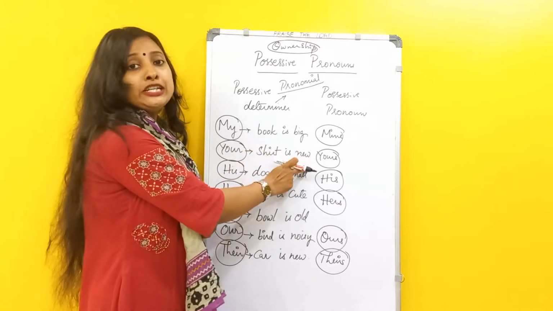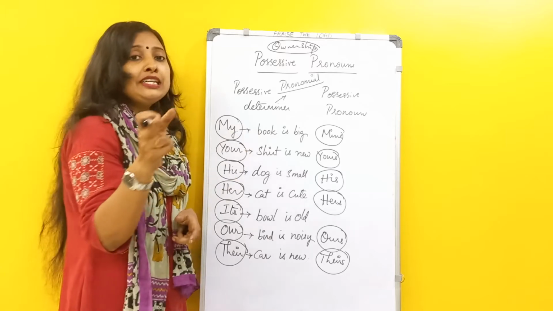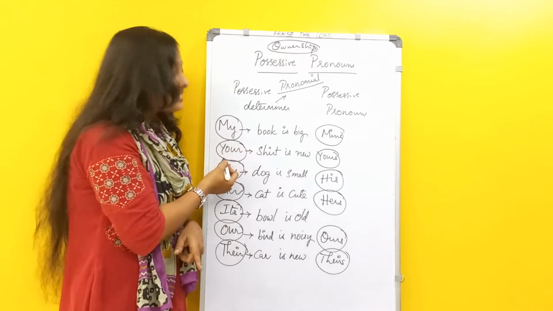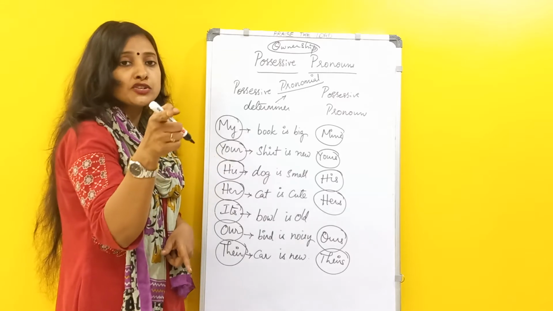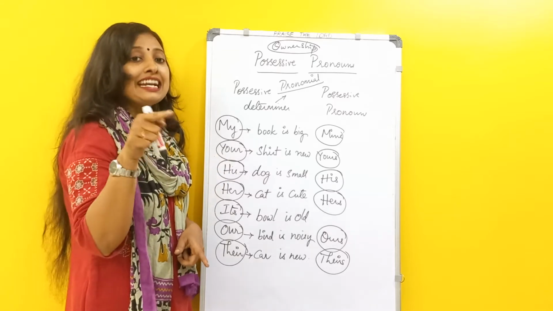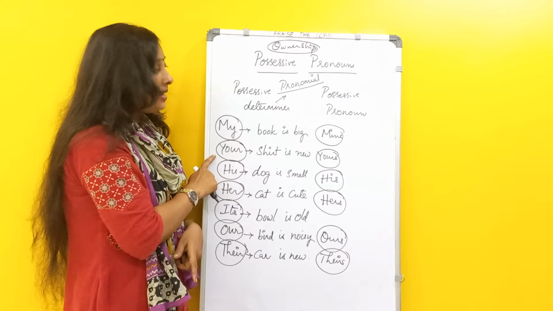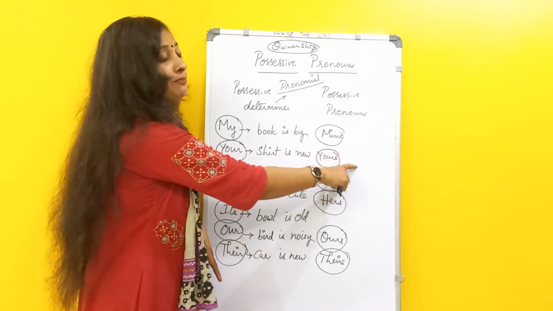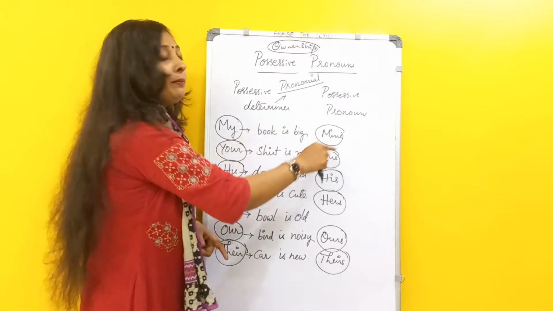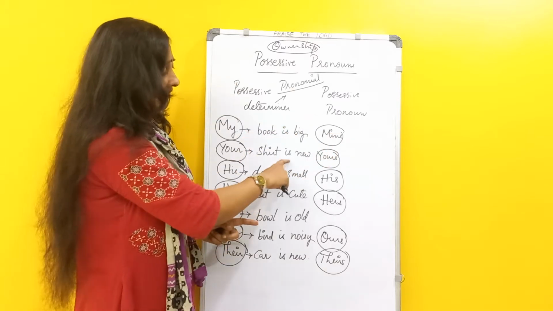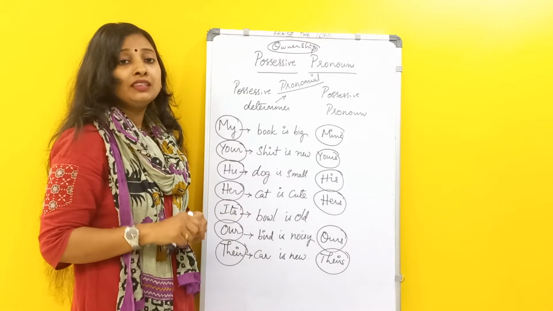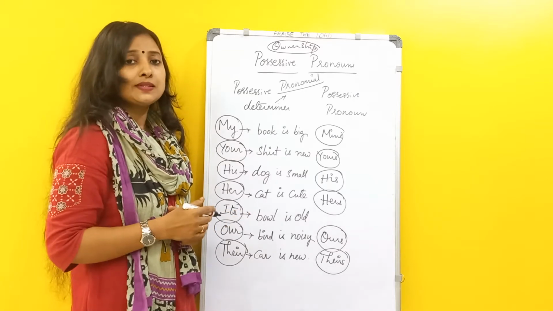Your shirt is new. So here we are talking about a shirt which is new. That it is describing. Whose shirt? Your shirt. So it is acting as an adjective here. So that is why it is called a possessive determiner. Now if you want to write it in possessive pronoun form, it will be: the new shirt is yours.